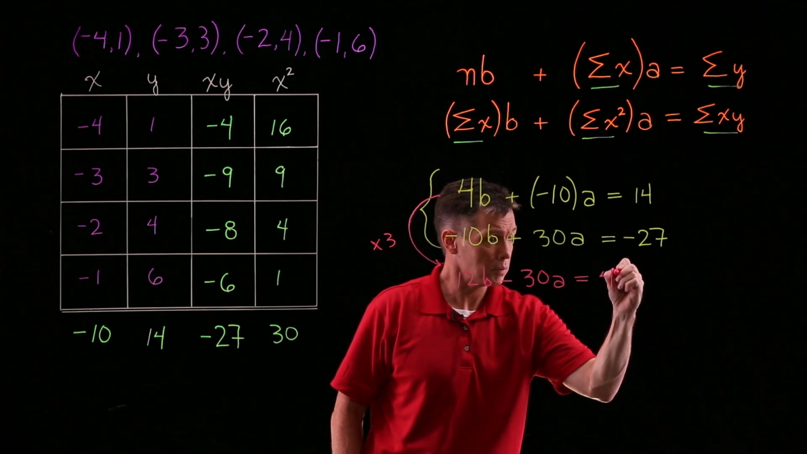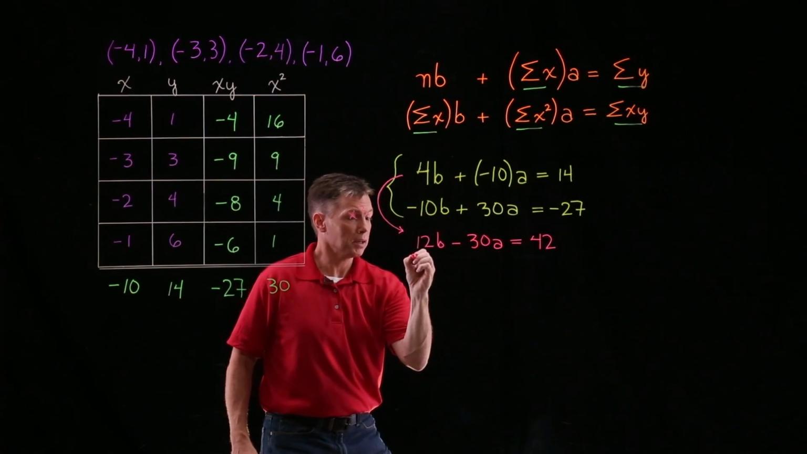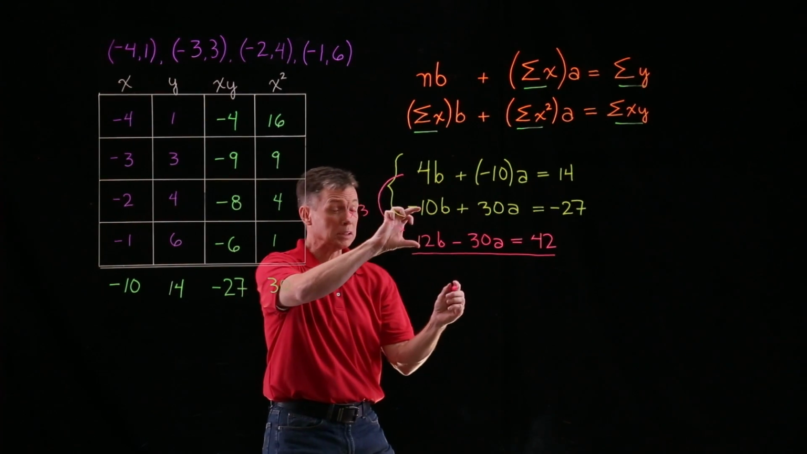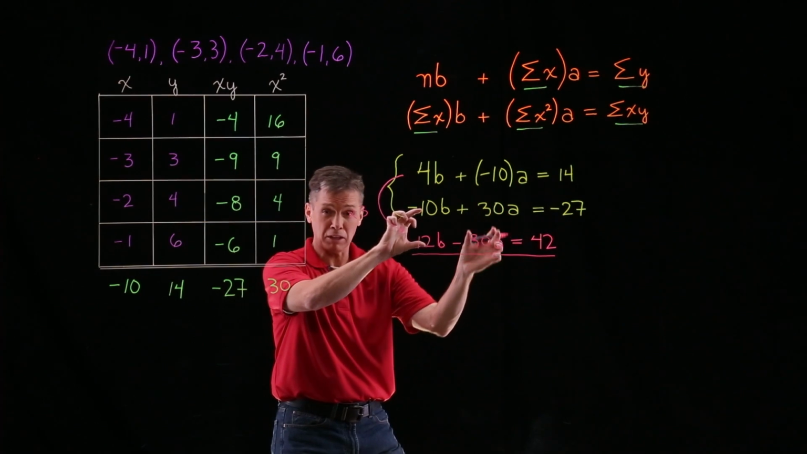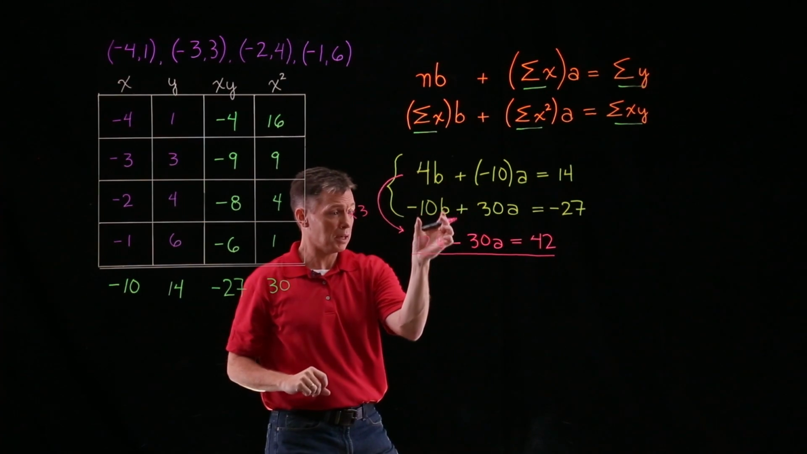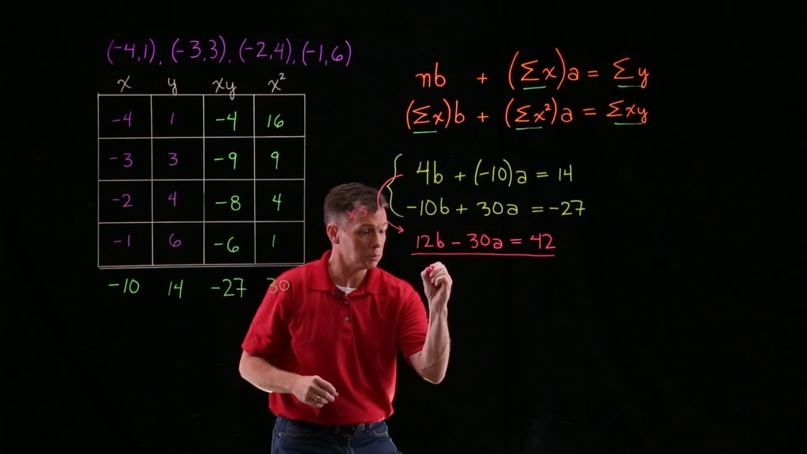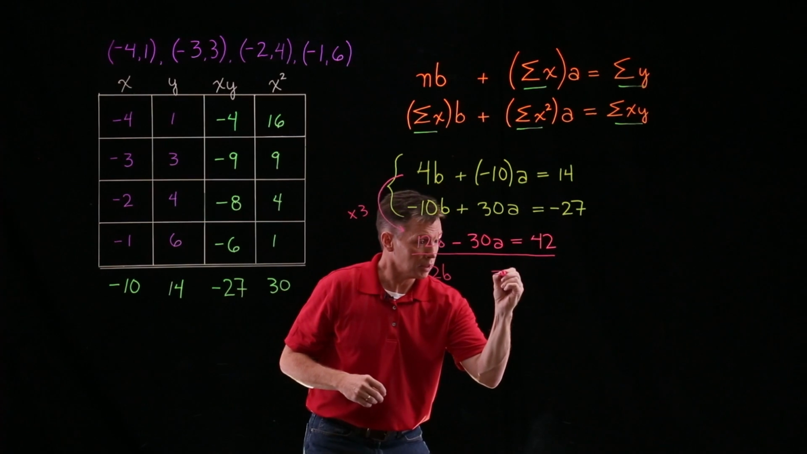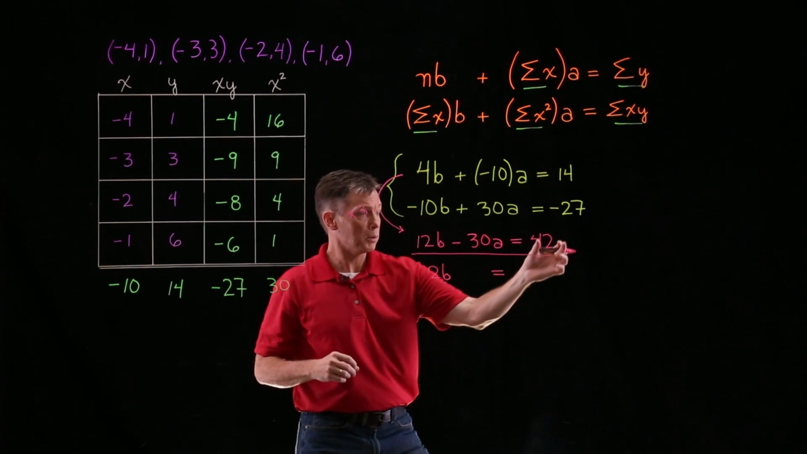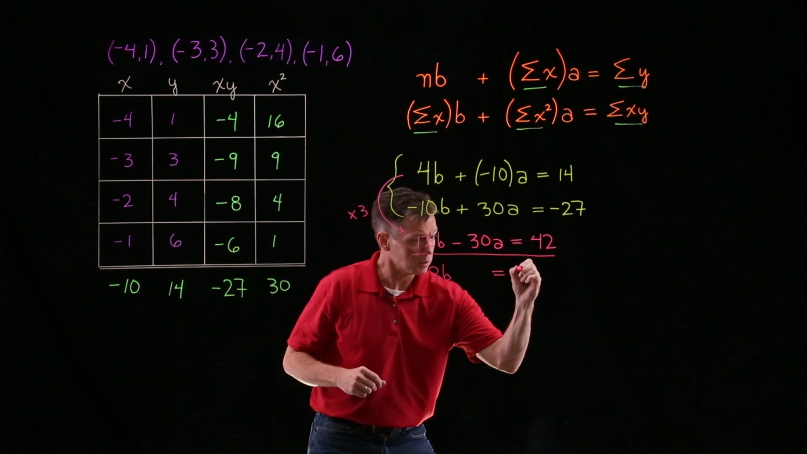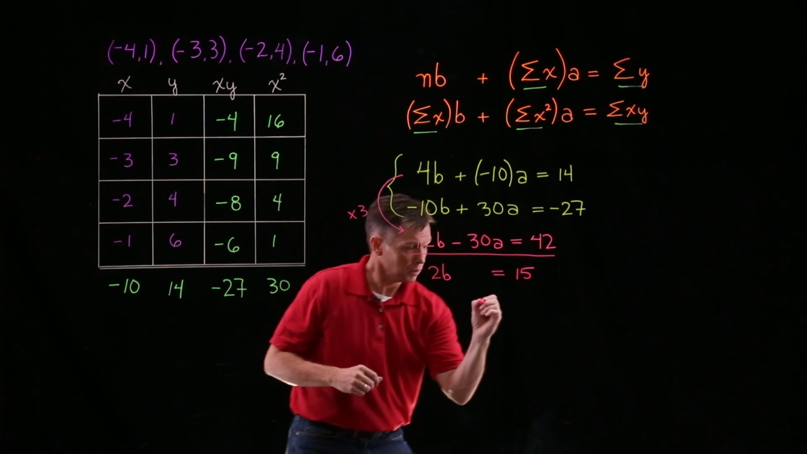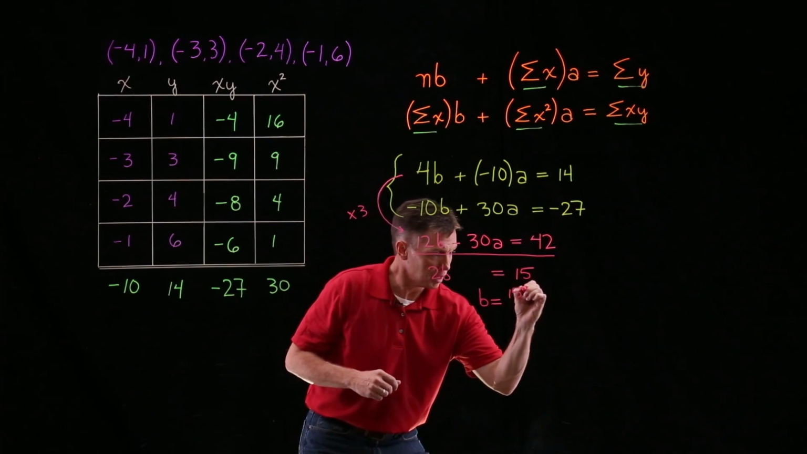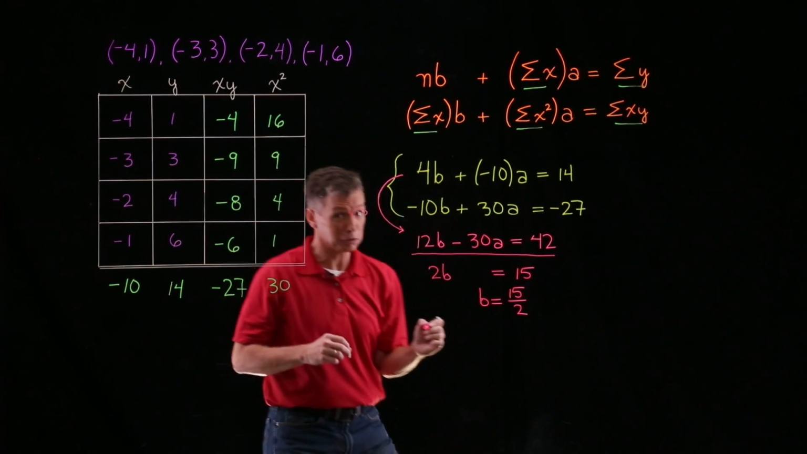42. Because what that allows me to do is combine these two equations conveniently because those a terms are just going to cancel each other out. So minus 10b plus 12b would give me a 2b. Those a's are gone. On the other side of the equal sign, a negative 27 plus 42, that looks like 15. So I can now solve for b as a 15 halves. All right, I think that looks good.